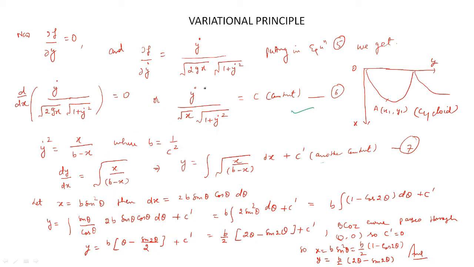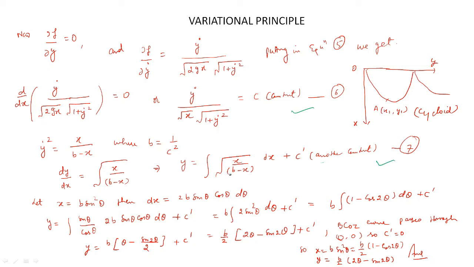Now when we solve this equation, we can write y dot square is equal to x upon b minus x, where b is equal to 1 upon c square. b is here the other constant. So here we can find dy upon dx, that will be equal to root x upon b minus x. Now we will write it as y is equal to the integral of root x upon b minus x dx plus c dash. Here c dash is the other constant. Let us say it is equation number 7.